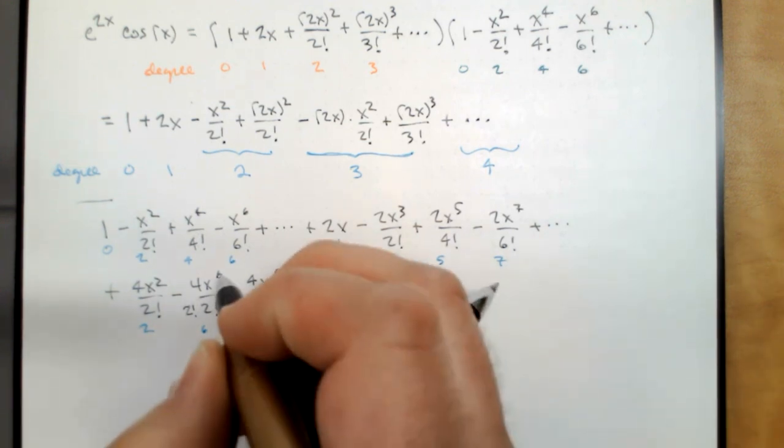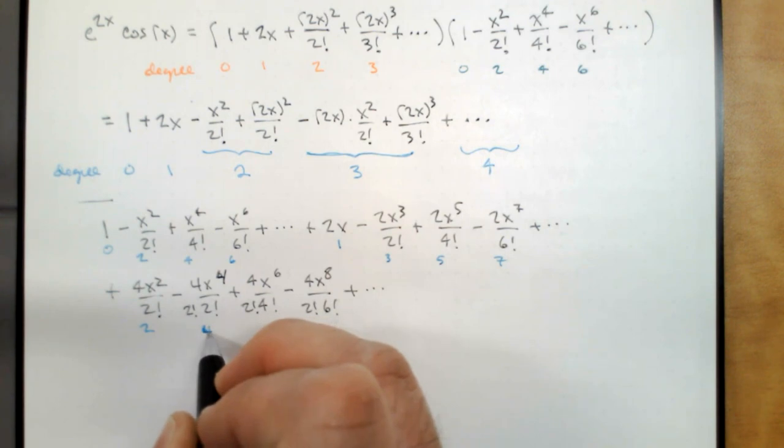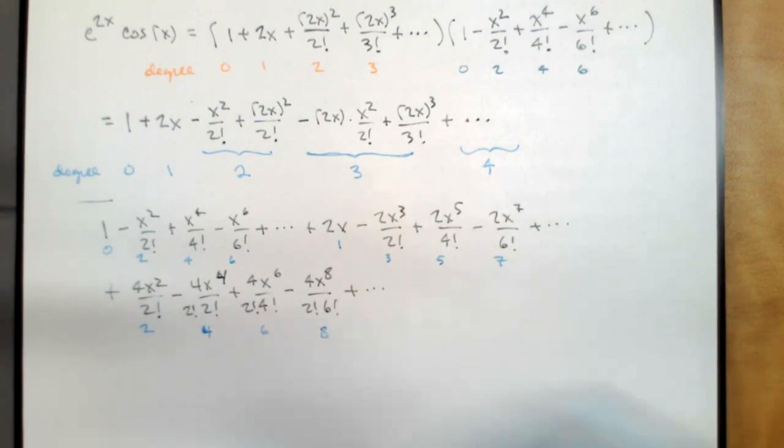So I'm just tracking the degree of each of the terms and see how quickly they escalate. Should be a 4. The point is, as weird as this is, it's better than taking derivatives of e to the 2x times cosine of x.